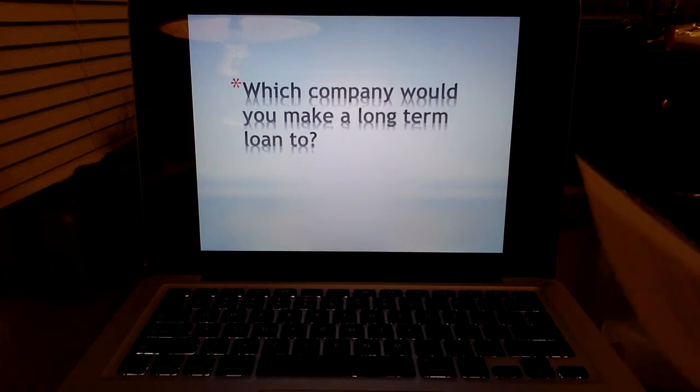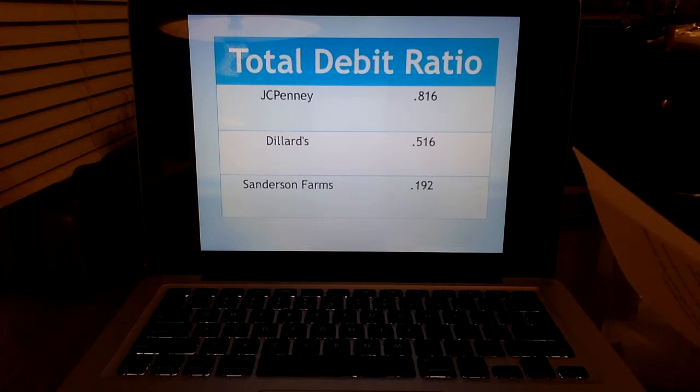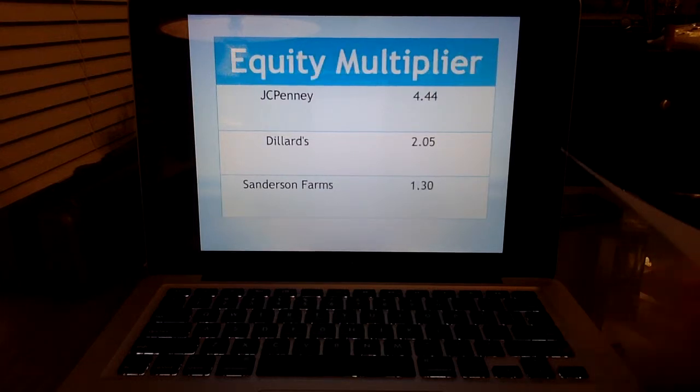Now, which company would I give a long-term loan to? To determine this, we are going to look at total debt ratio and equity multiplier. The total debt ratio measures the company's leverage. The more leveraged a company, the greater the risk. So with that being said, we want this to be as low as possible. As you can see, Sanderson Farms is fairly lower than the other two companies.